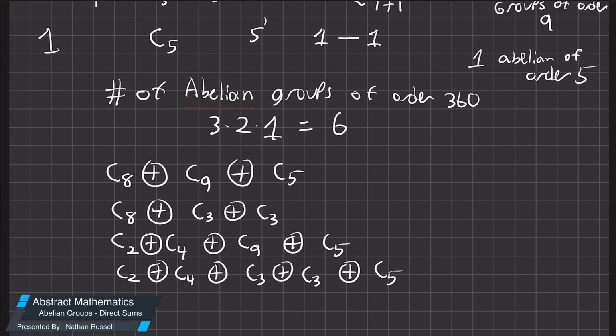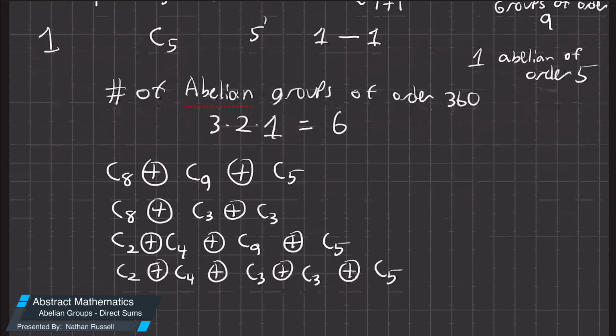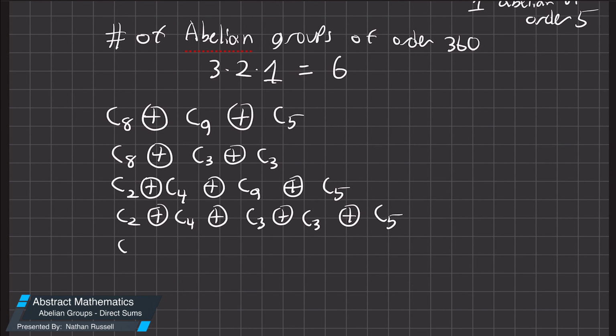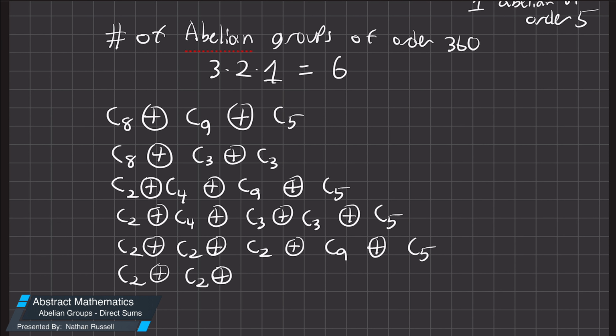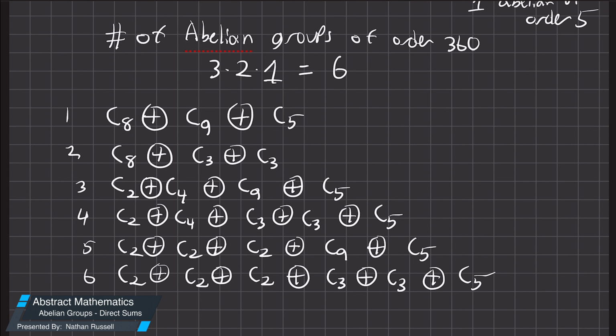And then we're going to iterate through the last set of the 2's here. We're going to have C2 direct sum C2, direct sum C2, direct sum C9, direct sum C5. C2 direct sum C2, direct sum C2, direct sum C3, direct sum C3, direct sum C5. And notice that we have 1, 2, 3, 4, 5, 6.